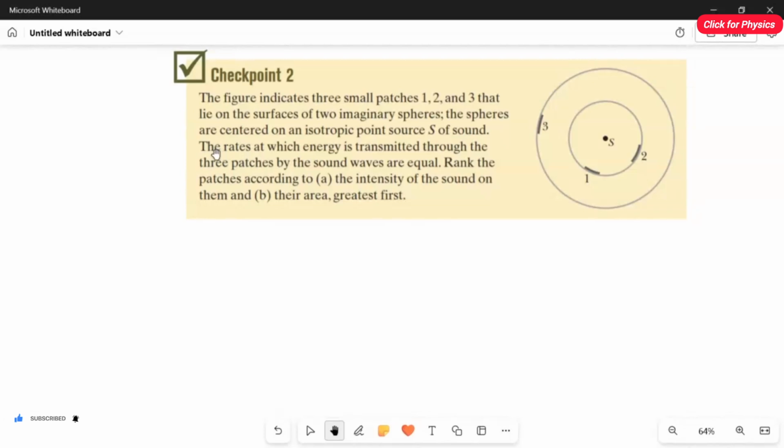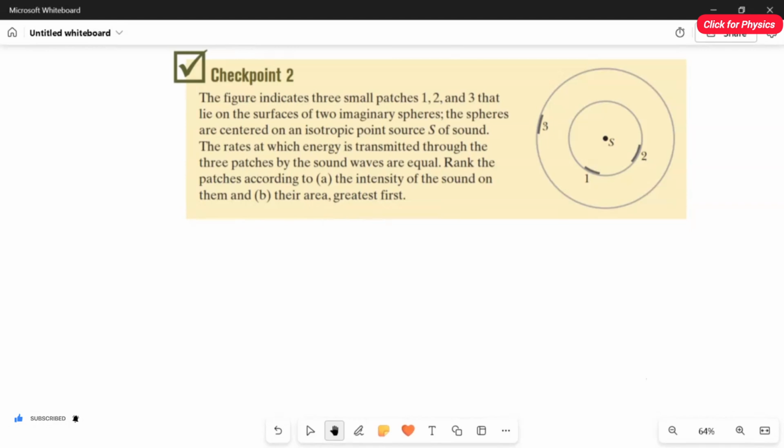Now, we have to see the fourth line of the question. They clearly mention the rate at which energy is transmitted through the three patches by the sound waves is equal. What is meant by the rate at which energy is transmitted, which is nothing but energy over time, which refers to power? When the source emits the sound wave, the power at points 1, 2, and 3 are equal. Now we have to give the information about patches 1, 2, and 3: in which patch the intensity will be greater and in which patch the intensity will be weaker. And in the second part, we have to give the greatest area first.